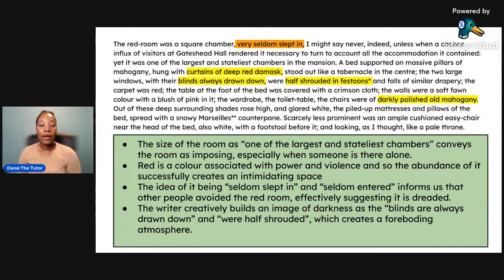The next one, the idea of being seldom slept in and seldom entered. I'll just check that you read. Oh, love. Yes, red can be associated with love as well. That's true, very much.